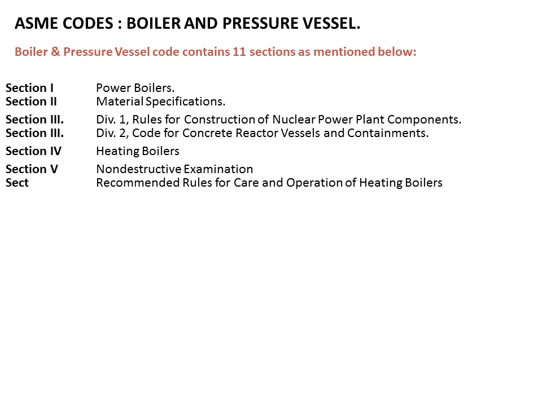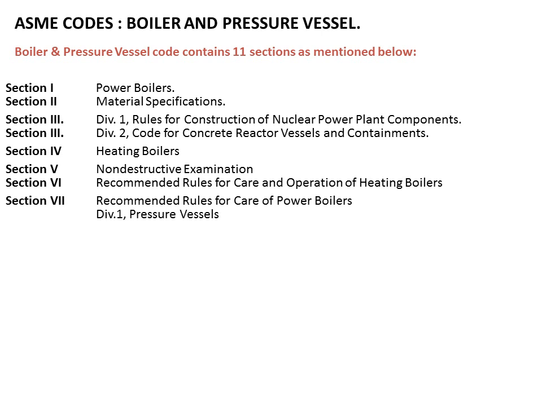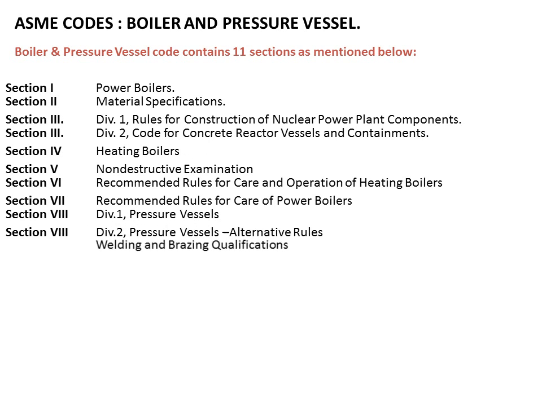Next is Section 6, wherein the recommended rules for care and operation of heating boilers have been illustrated. And then rules for care of power boilers are illustrated in Section 7. So in Section 6 we have the heating boilers, and in Section 7 we have the power boilers. Section 8 is again further divided into two divisions, Division 1 dealing with the pressure vessels, and Division 2 containing the alternative rules. Next is Section 9, which totally contains the welding and brazing qualifications.